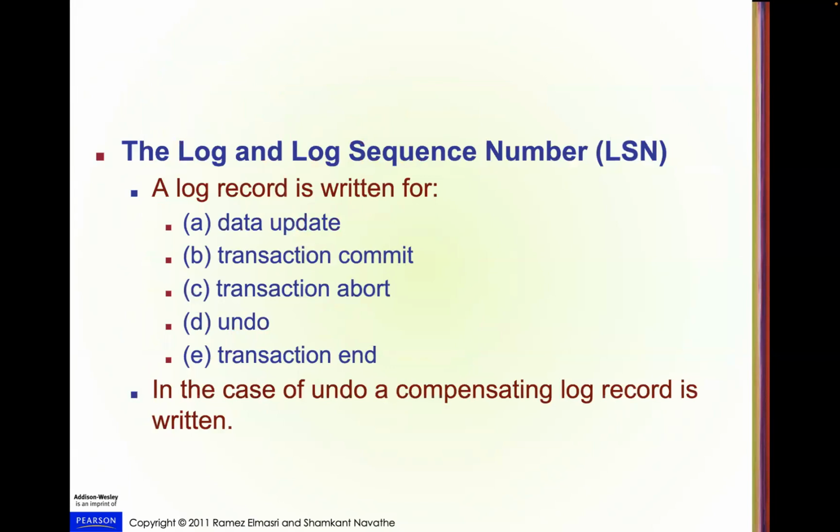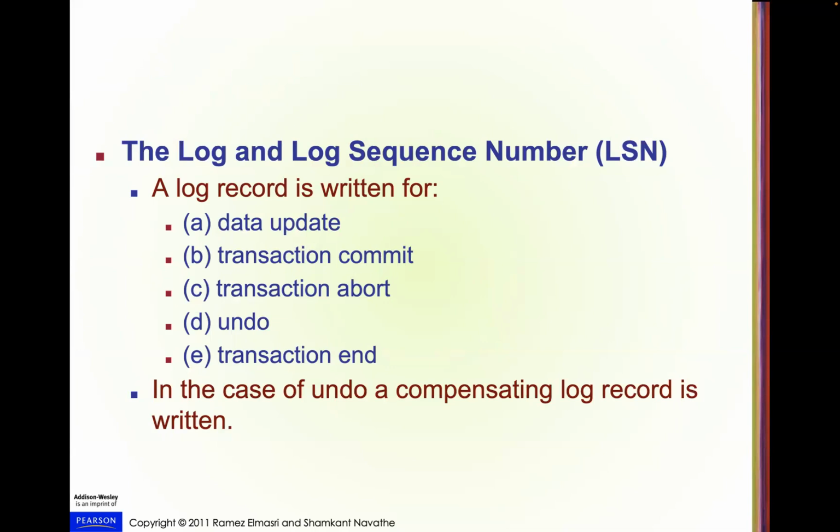A log record is written for every data update, for every transaction that has committed, for every transaction that has aborted, for every undo, and when we reach the transaction end. So a log is created for all these 5 possibilities. It means wherever you are updating a data item, a log is created for it.